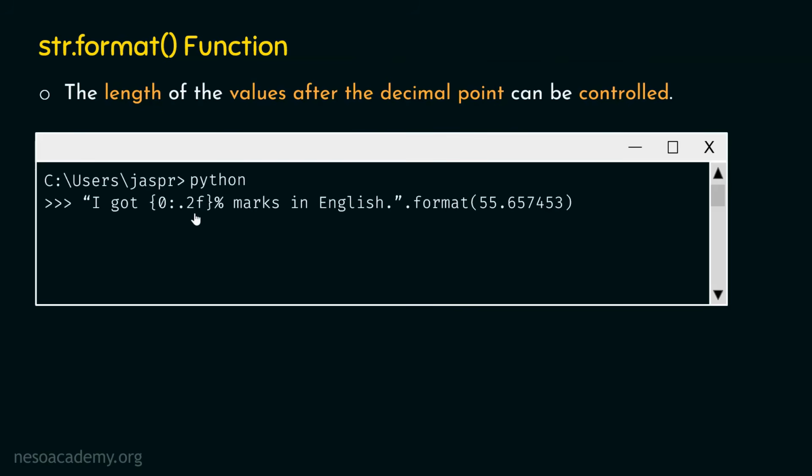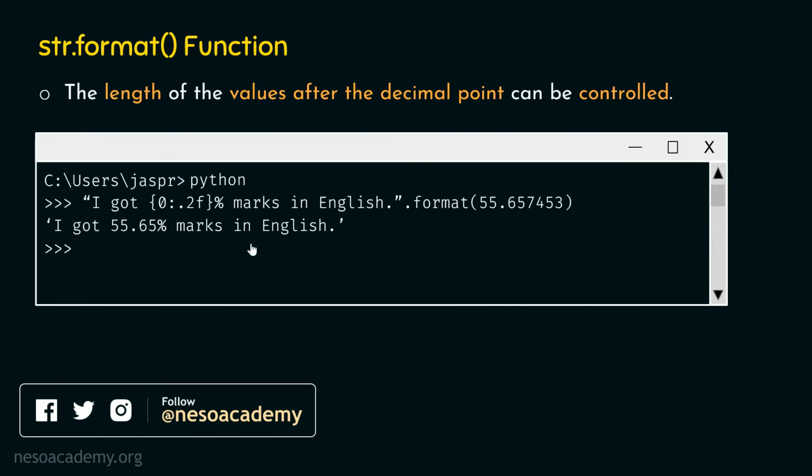Here we are telling Python that the first value should be treated as a floating point value, but after the decimal point we just want to print two values. We just want Python to print two values after the decimal point. This is the meaning of this entire thing, 0 colon dot 2f. If we hit enter, we'll get I got 55.65 percentage marks in English. We are only getting two values after the decimal point.